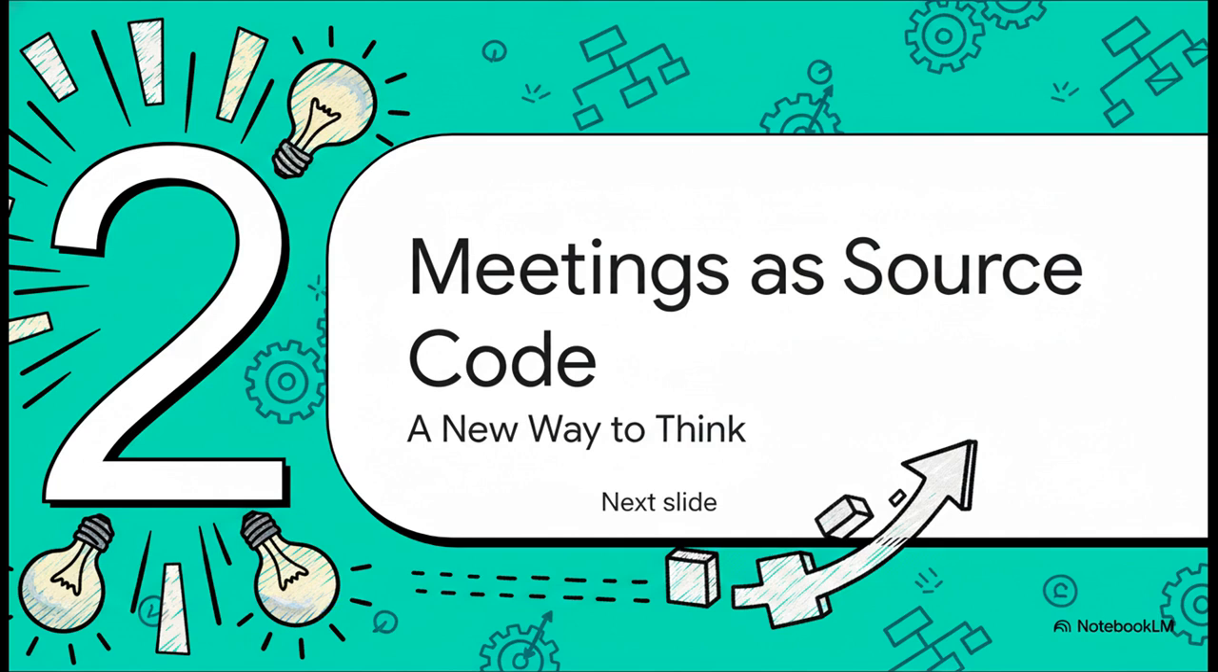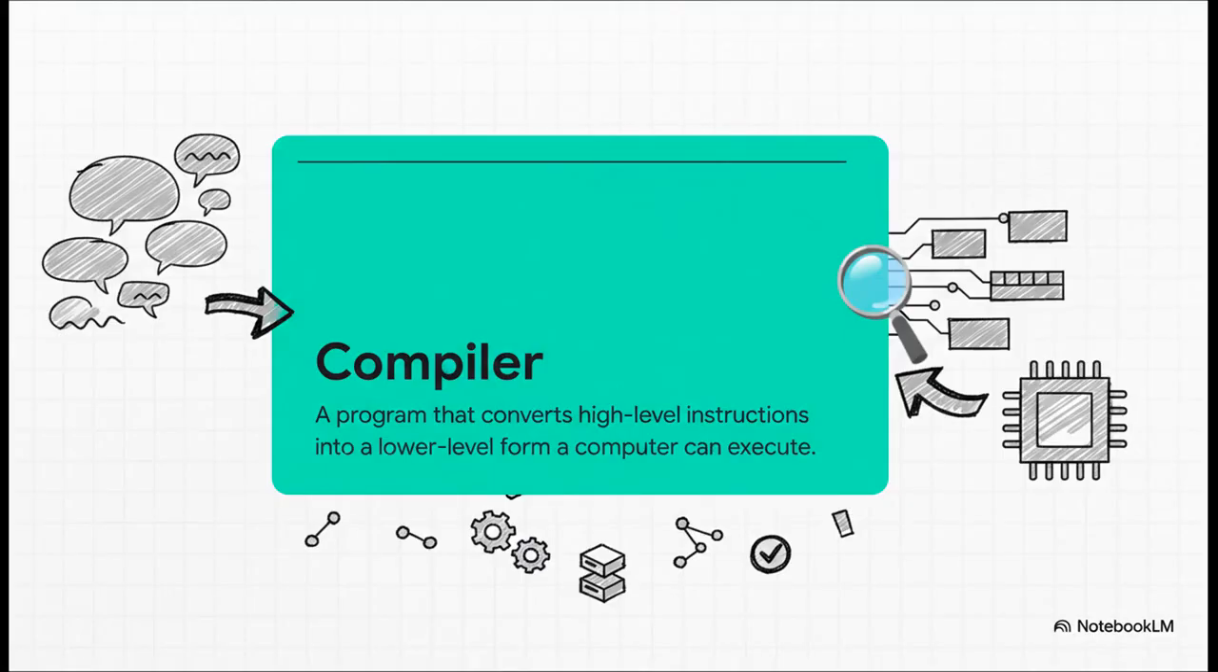Now, to really get what that means, we need to quickly define a key concept from the world of programming. So, let's talk about a compiler. In programming, a compiler is a special program that takes human-readable code, all the stuff a programmer types, and translates it into super precise, machine-executable instructions. Its job is to remove all ambiguity and create a crystal-clear set of commands. Just keep that idea in your head for a second.